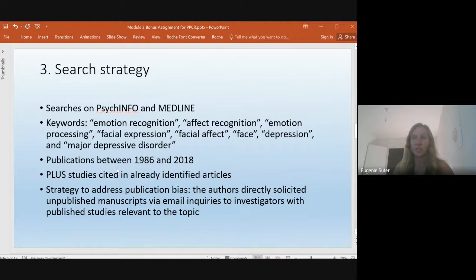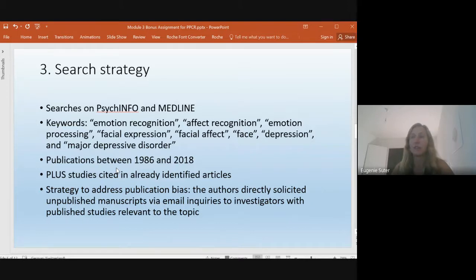The search strategy employed by the authors involved searching on PsycInfo and Medline tools, and they used the following keywords: emotion recognition, affect recognition, emotion processing, facial expression, facial affect, face, depression, and major depressive disorder. They looked only for publications published between 1986 and 2018. However, they also looked at studies that were cited in articles they had already identified.